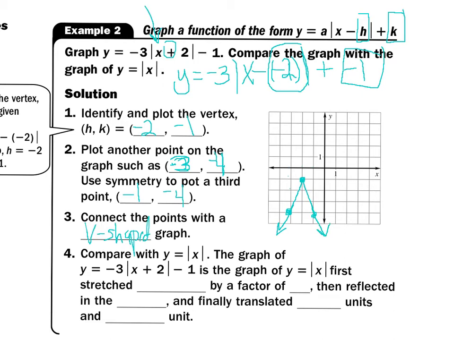And now compare that with the graph y equals the absolute value of x. If I draw in the parent function for this, it would be like this. Do you see how this one is squished together and it's flipped upside down? And remember why it's flipped upside down is because of up here, this negative 3 in front of it.